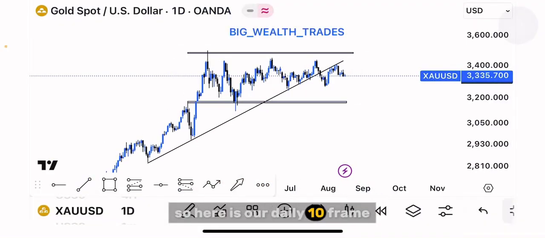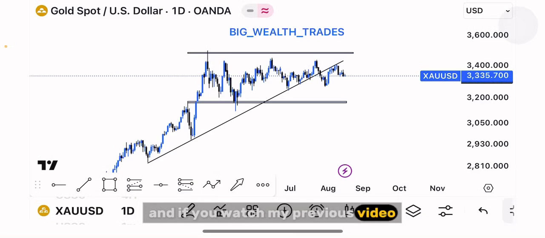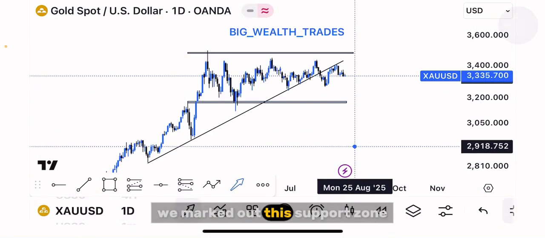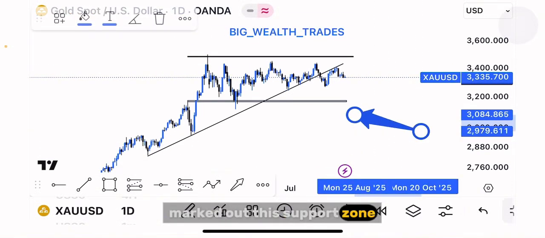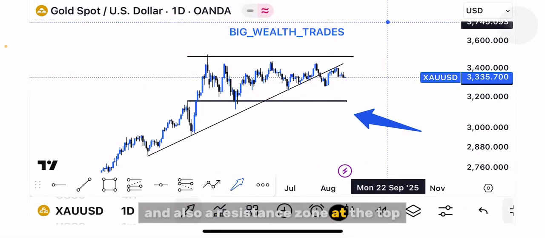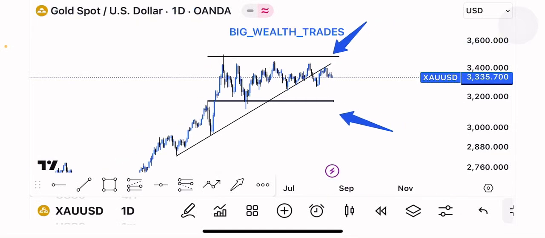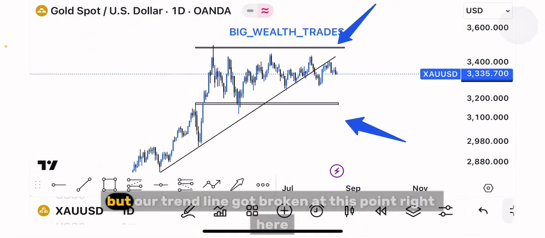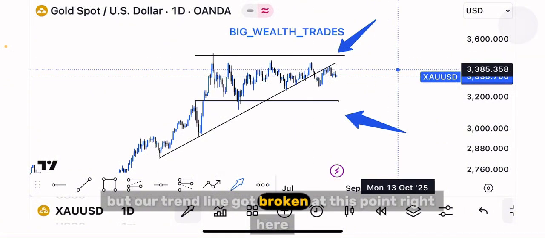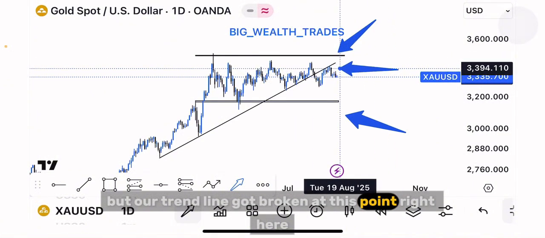So here's our daily time frame, and if you watch my previous video, we marked out this support zone and also a resistance zone at the top. So these zones are still holding. Market has not broken above or below it, but our trend line got broken at this point right here.